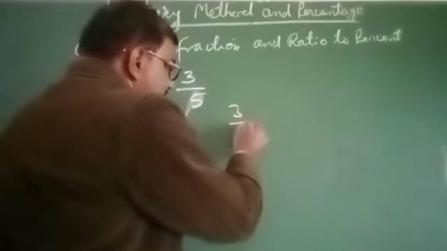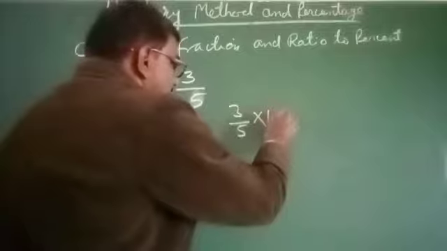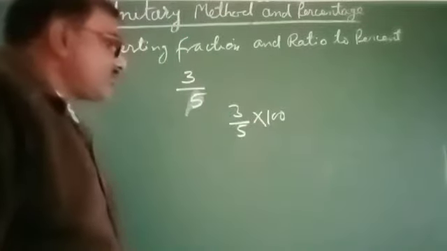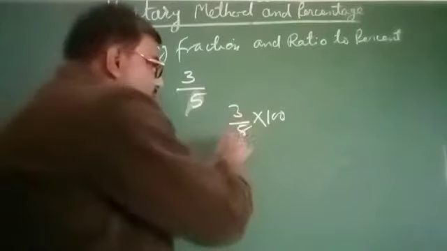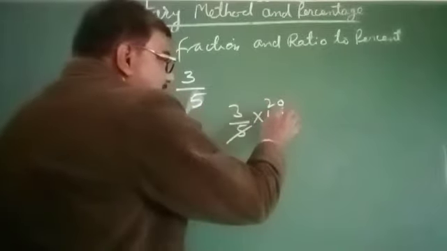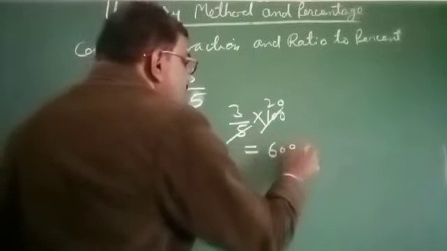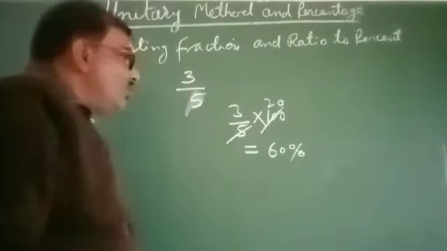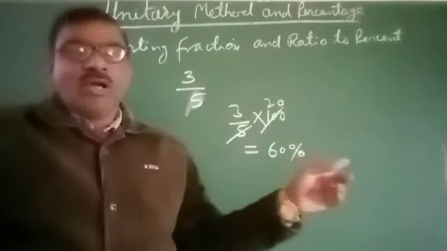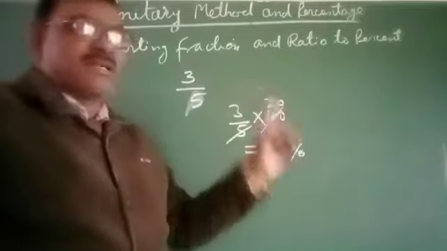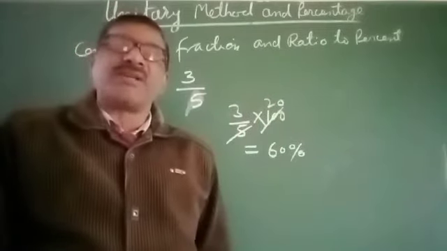For this fraction, apply 3 by 5 multiplied by 100. Then 100 divided by 5 is 20, and 20 multiplied by 3 will be equal to 60%. So by this process we can convert any fraction into a percentage.